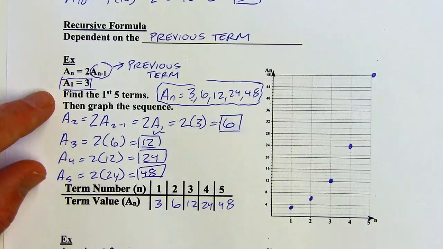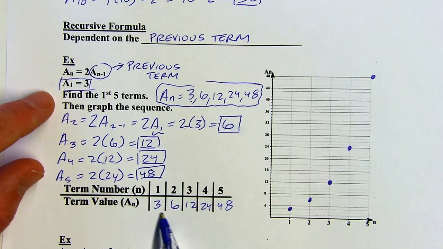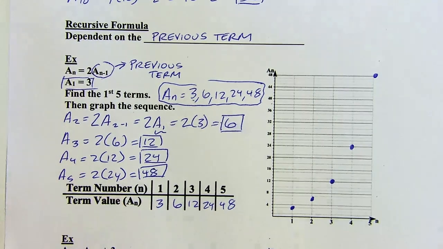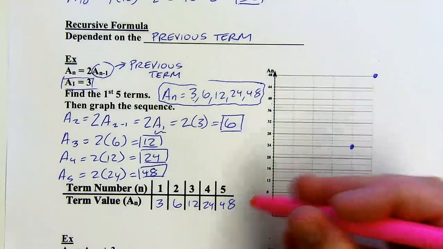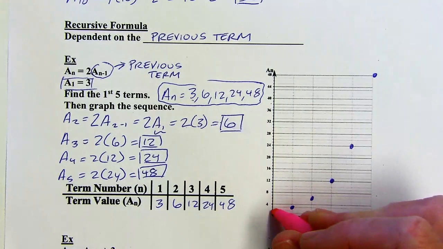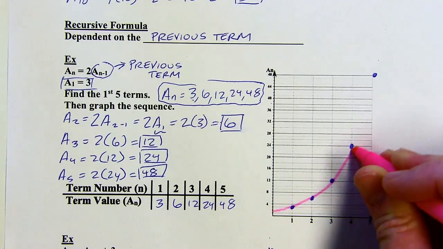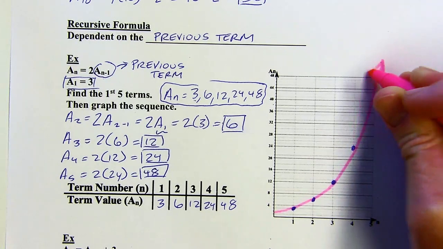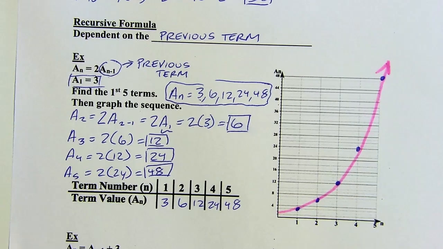We're multiplying by one thing to get from one term to the next, right? We're doubling the y values when the x values go up by one. Okay, so if you kept plotting more of these points, you're going to get an exponential curve, something like that. Okay. All right, let's try another of these.